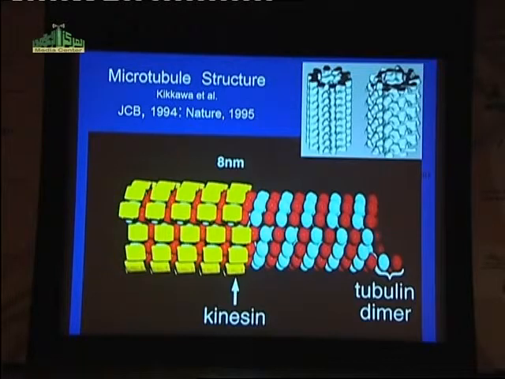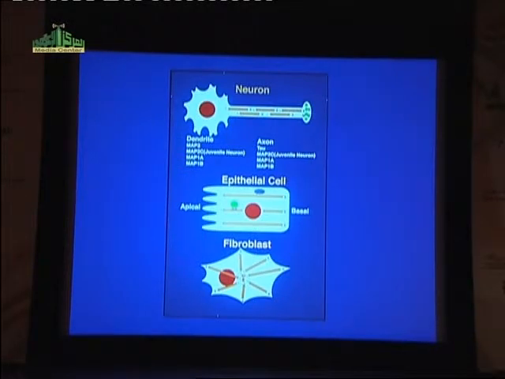So this is a microtubule. Let me point out one thing. Microtubule has a polarity, plus end and minus end. So actually the plus end beta tubulin is exposed, and motor proteins read this polarity and determine the direction of transport. So in the axon, the microtubule's plus end is pointing distal; in apical epithelial cells, the minus end is pointing apical; and this is a fibroblast.